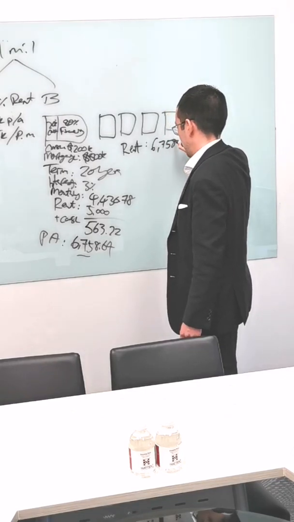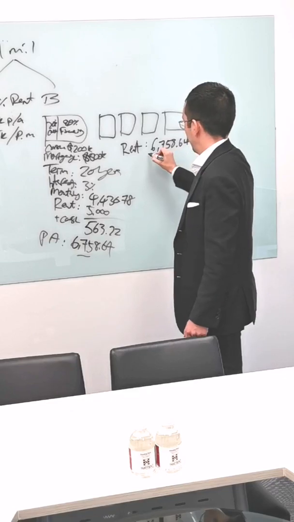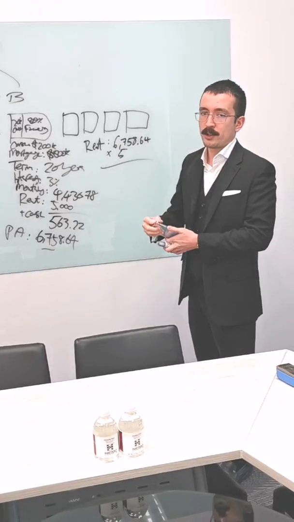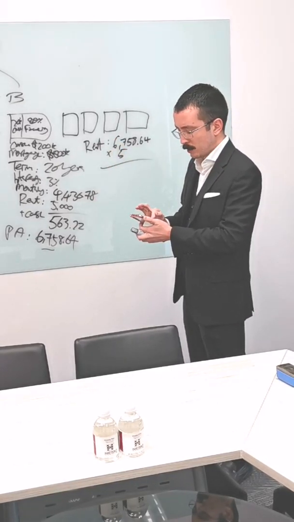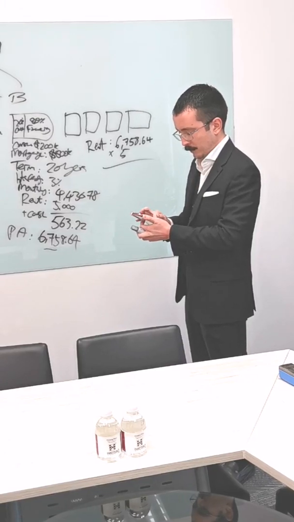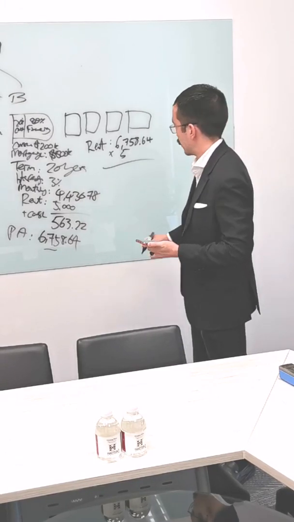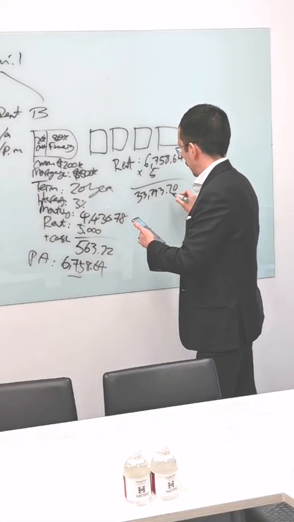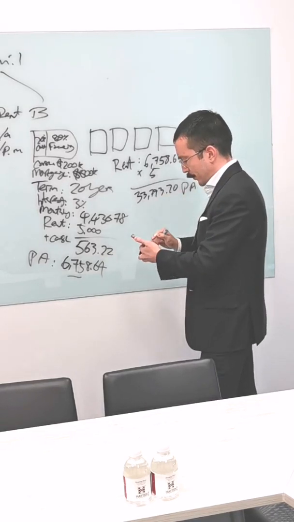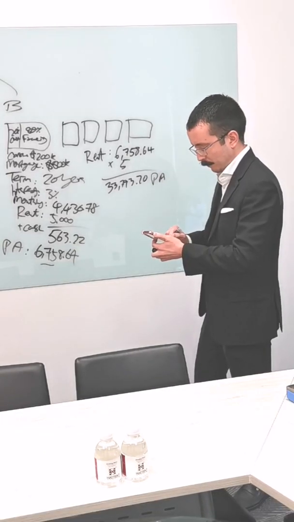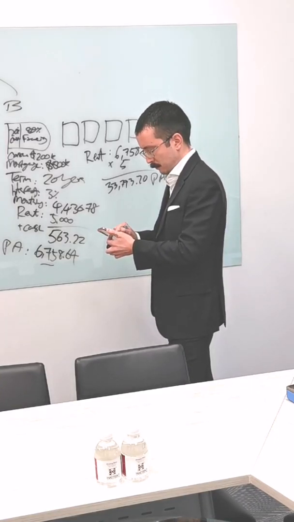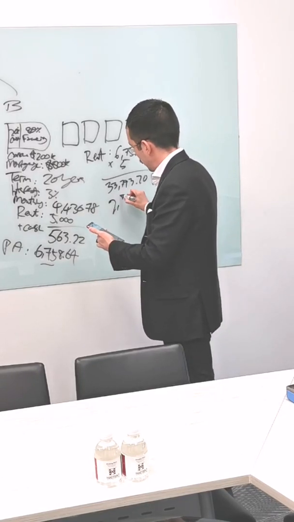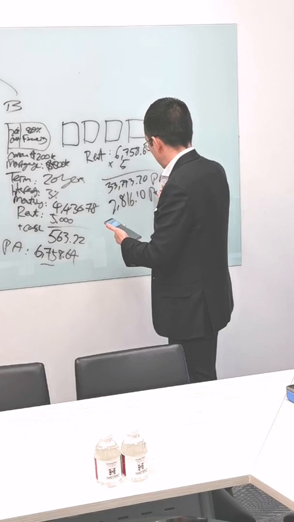$6,700 times 5 properties. And this is after we've already subtracted the mortgage that you would have on the other properties as well. So times 5 would be $33,000 per month, which is $2,008 per month.